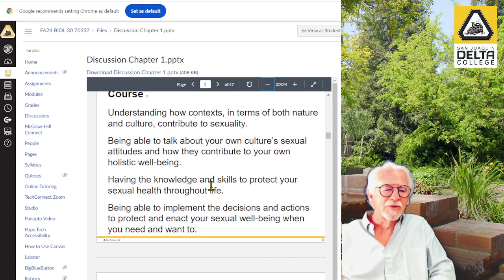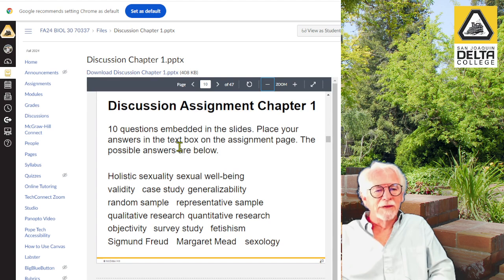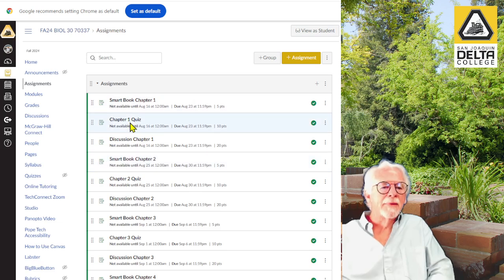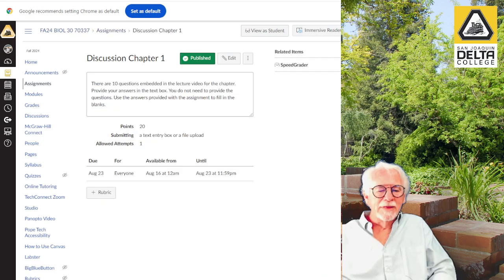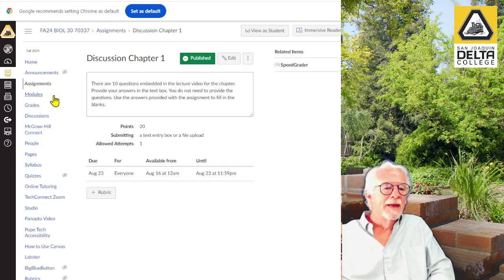The literacy goals for the course, and then here's the first slide about the discussion topic. There are 10 questions embedded in the slides. You place your answer in the text box on the assignment page. I went back and showed you: you click here, and when the assignment opens, you'll see just a text box. You go 1 through 10 and just type in the answer. That's all you need to do. Okay.